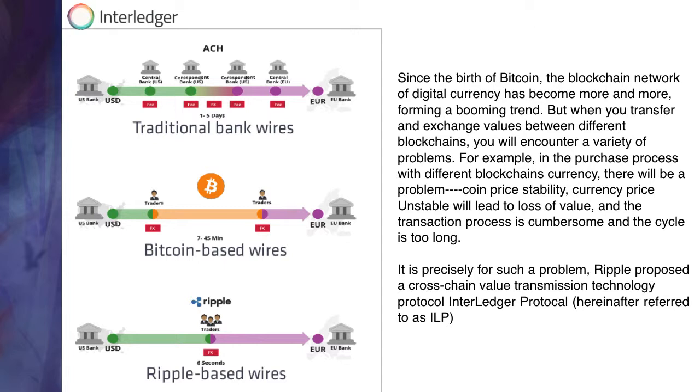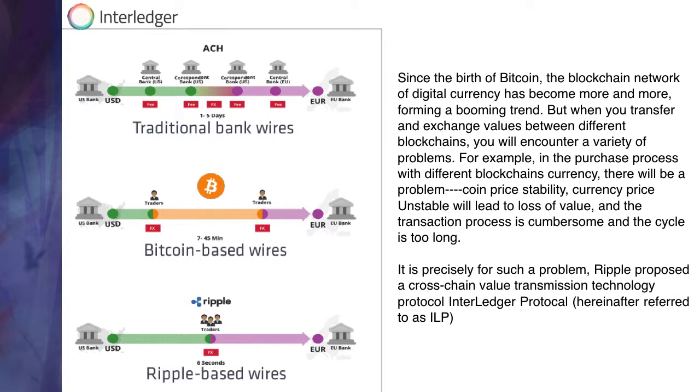Ripple proposed a cross-chain value transmission technology, a protocol called the Interledger protocol. Interledger protocol is not a blockchain; it's a technology associated with blockchain with some blockchain definition. So it's something decentralized, and it just builds the connection between different blockchains.